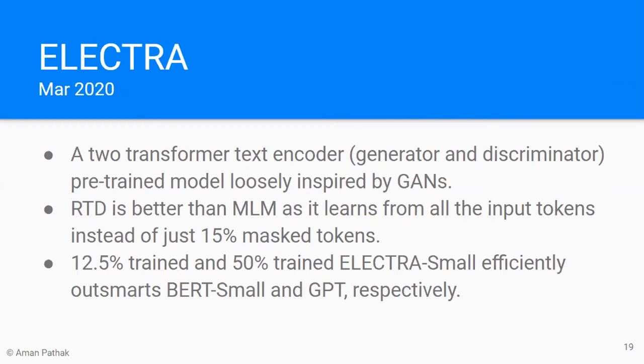A 12.5% trained and a 50% trained ELECTRA small efficiently outsmarts a BERT small and GPT.